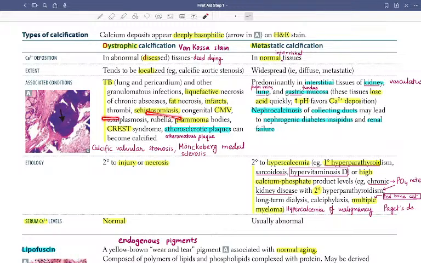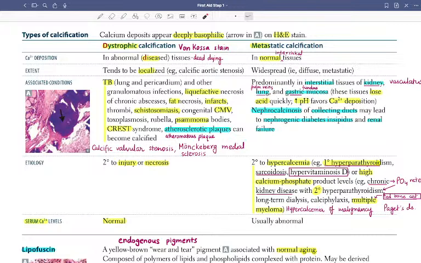Infarcts, thrombi, schistosomiasis, congenital CMV. Congenital CMV is a very important topic for INI. So congenital CMV, toxoplasmosis, rubella, Psammoma bodies, CREST syndrome, very important. Atherosclerotic plaques, all of this becomes calcified.